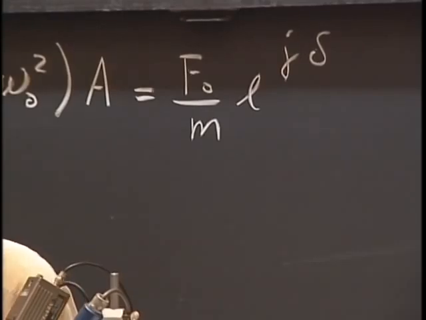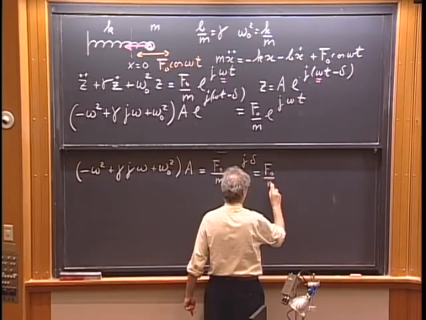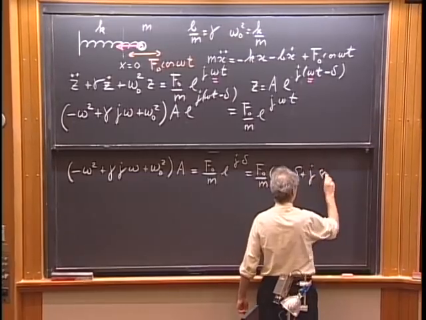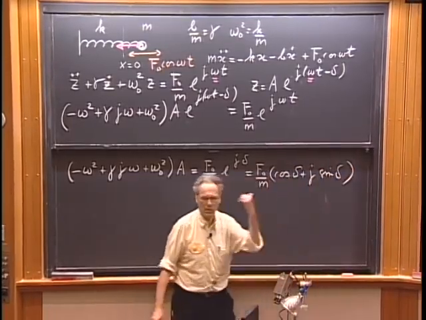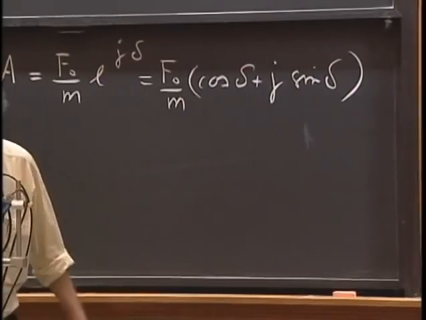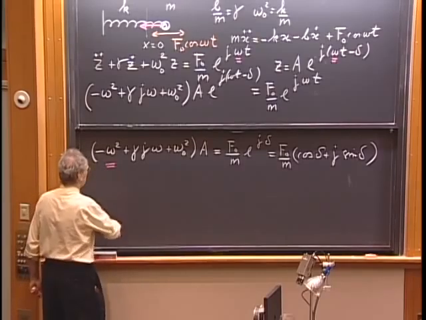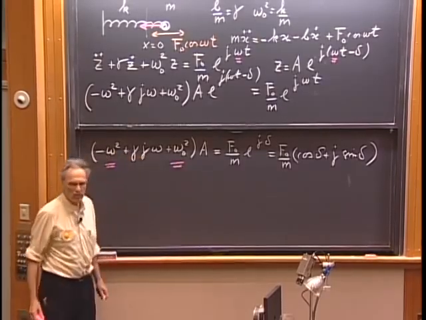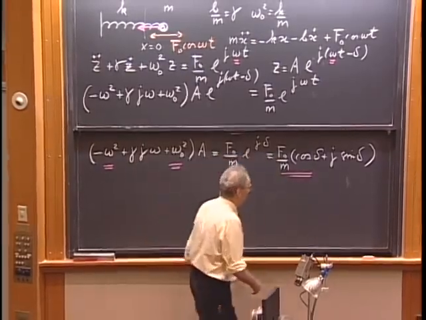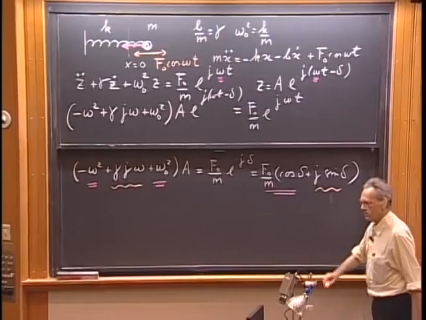Can we live with that? And this can be written as F0 divided by m times the cosine of delta plus j times the sine of delta. I'm still in the complex plane, but that's Euler. Now let's compare apples with apples and oranges with oranges. This is an apple, and this is an apple. That means it's real. But there are also oranges. This is an orange. It has a j. And this is an orange that has a j.